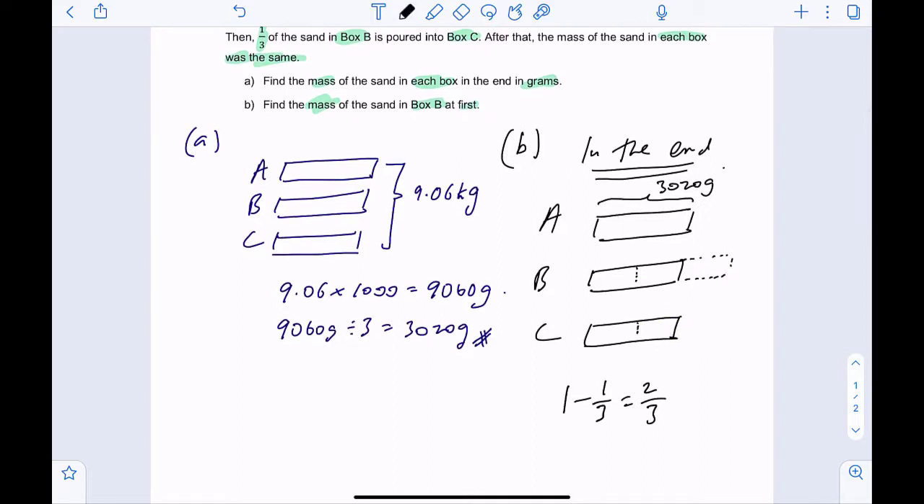So before box B gave 1/3, box B actually had this amount here, and box C only had this amount right here. So what is this amount for box B before it gave 1/3 of the sand to box C? Now to do that, we need to recognize that 2 units represent 3020 grams. We find 1 unit.